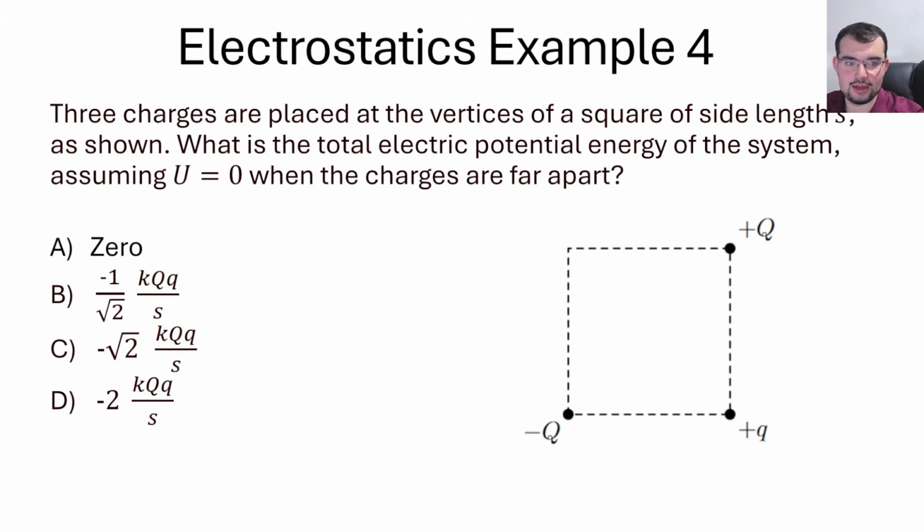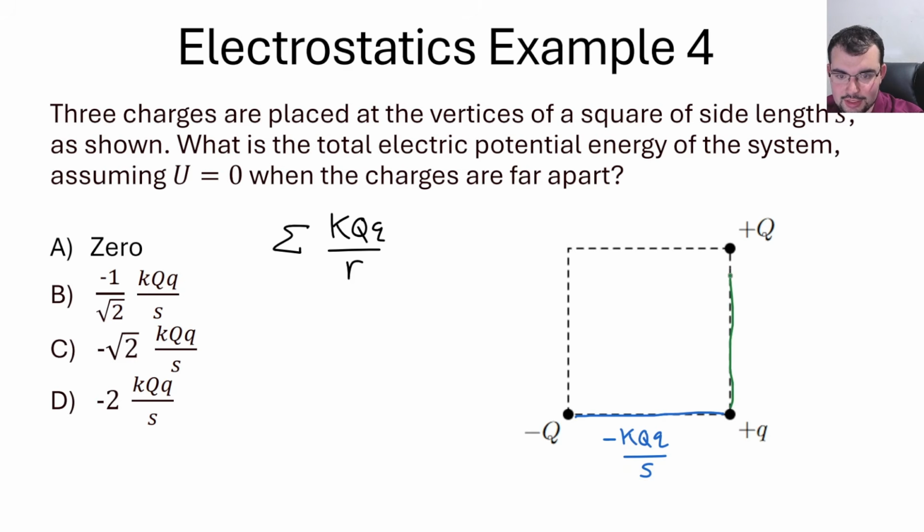All right, and now we just got to get our fourth quantity, and this time it's potential energy. So we know that potential energy of the system U is the sum of KQQ over R. So let's just figure out each contribution there. This contribution would be an energy debt. It's a positive and negative, so this would be negative KQQ over S. Now this would be an energy cost to bring these two together, so it'd be a positive KQQ over S. So those actually cancel.